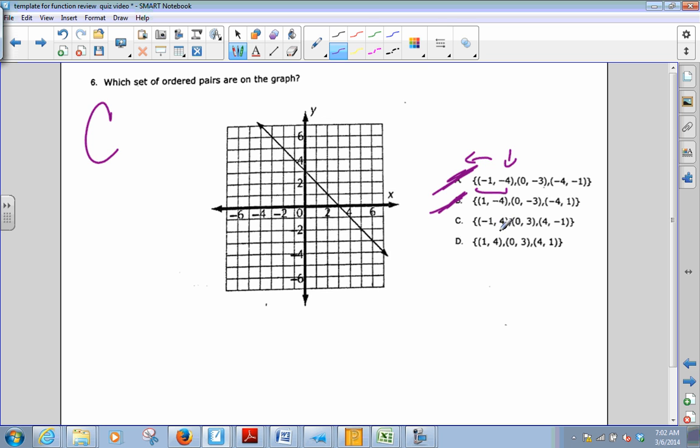Let's look at C, negative 1, 4. Over to the left 1, because it's a negative 1, and then up 1, 2, 3. Oh, there we go. That point is on the line. Let's check 0, 3. I don't go left or right because the first number is 0, but I do go up 1, 2, 3. Yep, that one falls on the line. 4, negative 1: go over 1, 2, 3, 4, and then down 1. Yep, that point falls on the line too. So I know the answer C is correct.